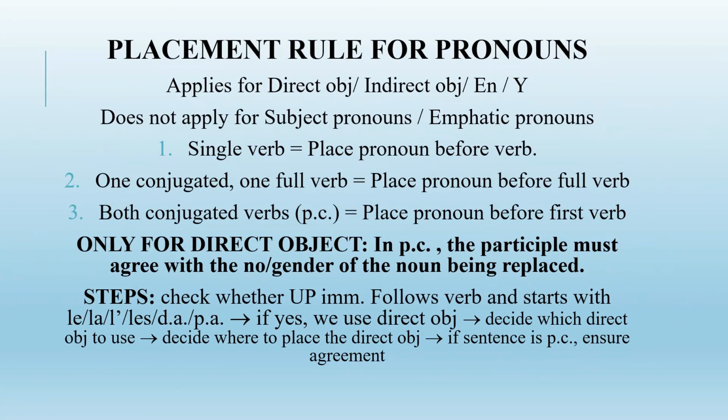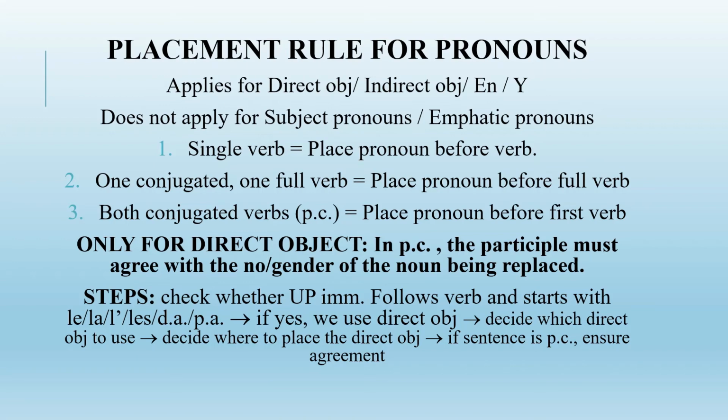So this is a quick review of the placement rule for pronouns. Now this placement rule will apply for this kind of pronoun, that is direct object. It will apply for the next three types, indirect object, en and y. However, it does not apply to the first type that we've just done. It does not apply to the last type, which we will do. So if you have a single verb, the pronoun is placed before it. If you have one conjugated, one full, the pronoun is placed before the full verb. And when both the verbs are conjugated, that is when the sentence is a passé composé sentence, the pronoun is placed before the first verb.